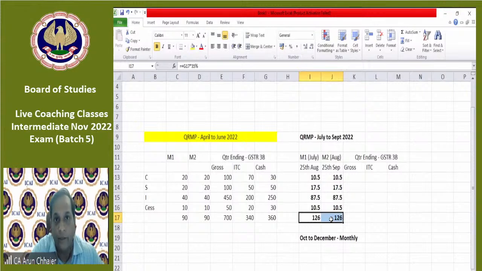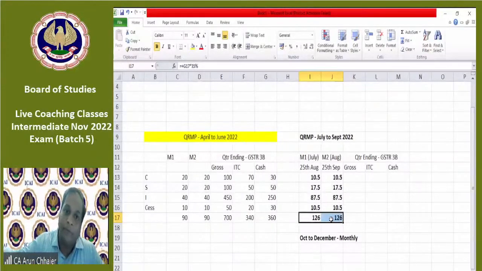Suppose I am under QRMP and opting the fixed sum method, then even though the actual liability would differ, if I have opted the fixed sum method, no problem. Pay the equal amount of month 1, and the same amount to be paid in month 2. No problem.